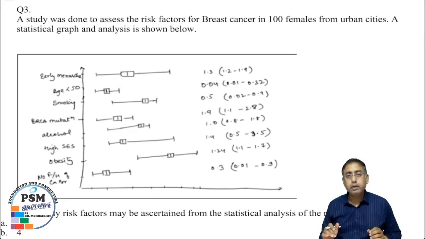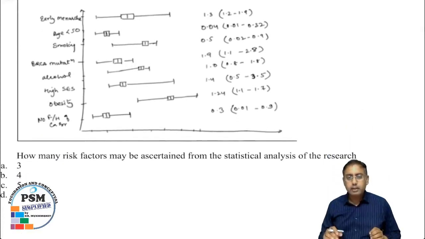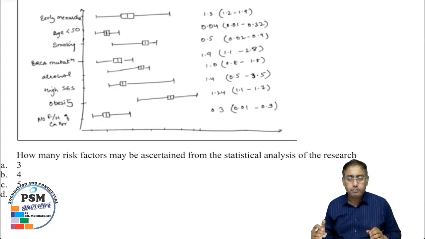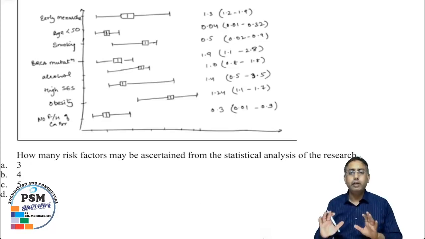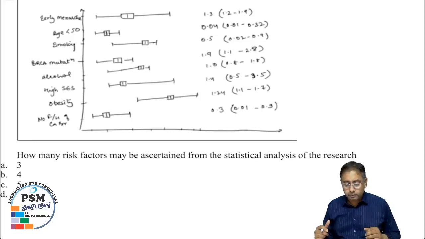A study was done to assess the risk factors for breast cancer in 100 females from urban cities. A statistical graph is shown below. So you can see that there were a couple of risk factors given in your MCQ. I am giving you a reconstructed MCQ. It is not at all the same MCQ. I have tried to give you the best possible replication of that.